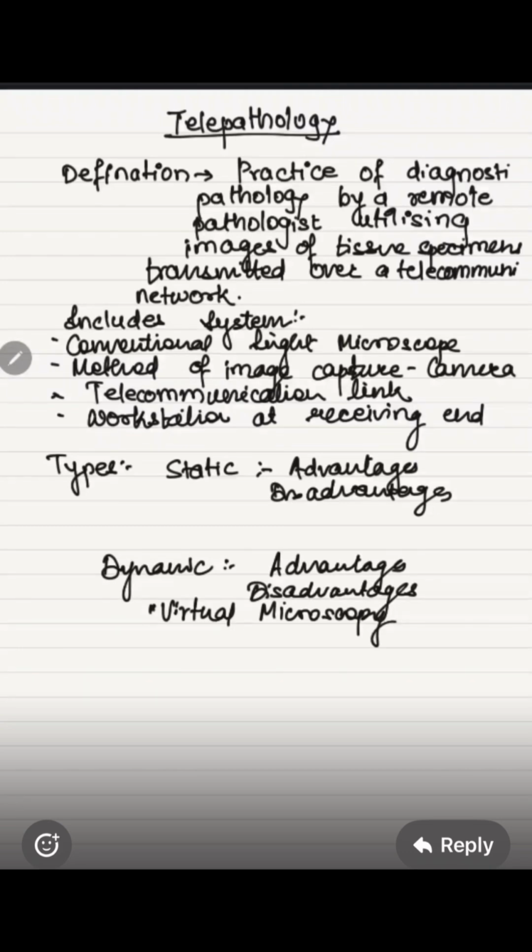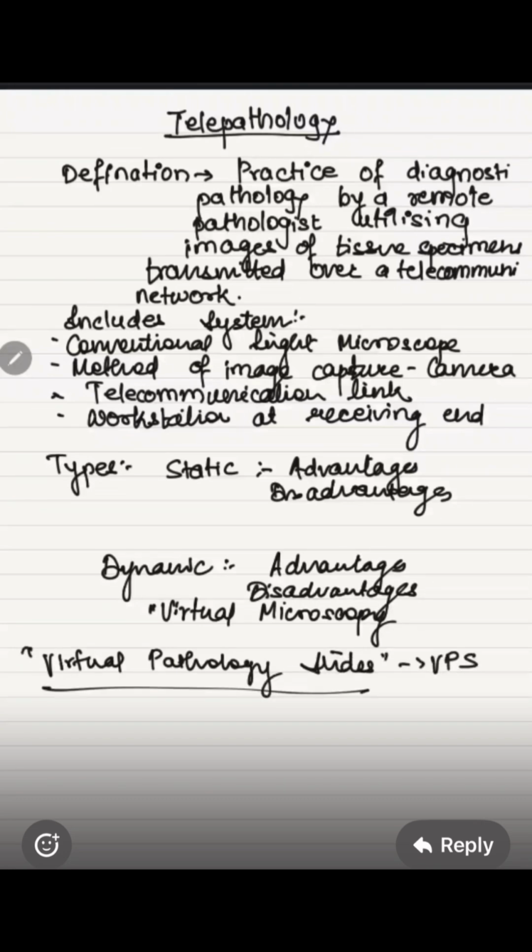The images are transmitted in real time from a remote microscope to the pathologist, and robotic movement of the stage of the microscope is controlled remotely. So the desired images we get, but the disadvantages are image quality and speed of the internet. It is also called virtual microscopy.